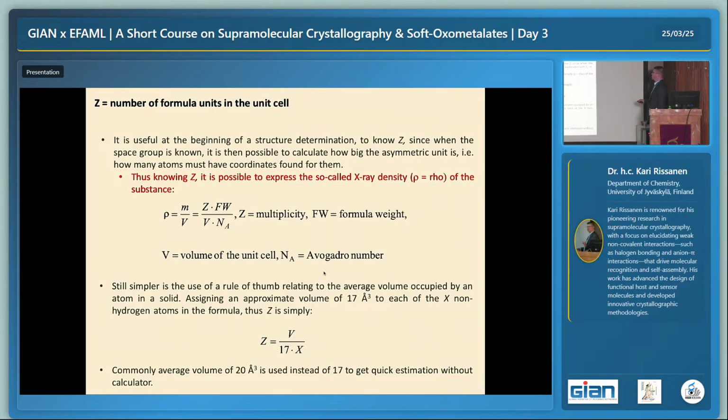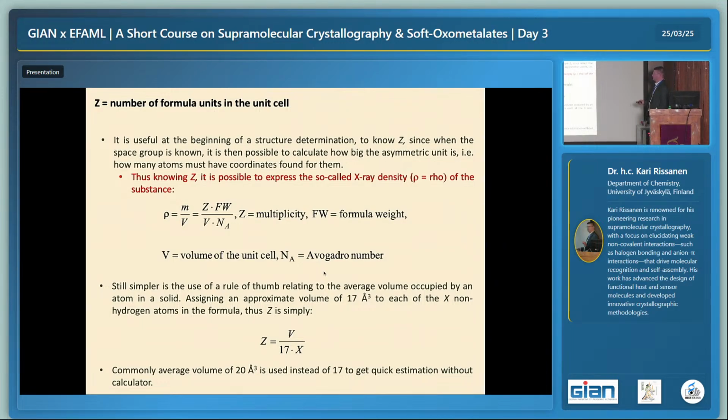Because when we know the symmetry operations, meaning the space group, then it's possible to calculate how big the asymmetric unit is. So what is the amount of atoms you determine there? And this is actually the Z. The Z is actually the number of atoms in an asymmetric unit. And now when you know the Z, it is possible to calculate the density. And this is how it works.